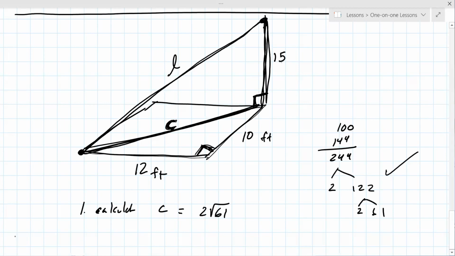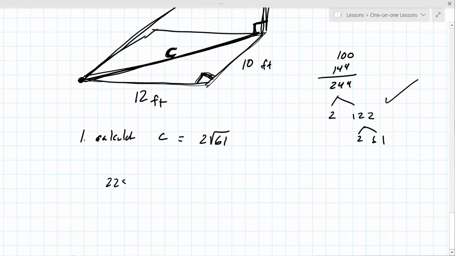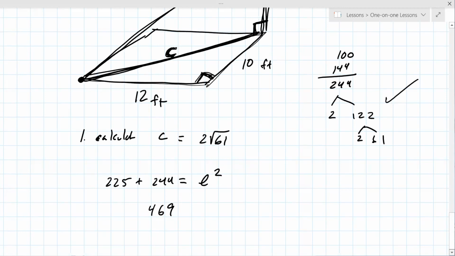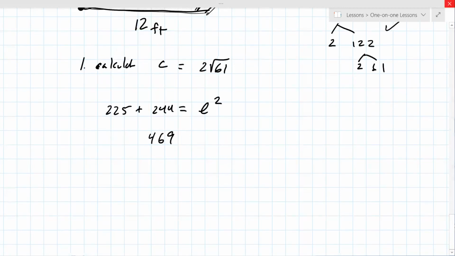So 15 squared is 225. So we're up to 244 plus 244 plus 225 equals L squared. Okay, so it's 469. I don't know if you can do anything with it. One of the limitations of me doing this is I don't pick nice numbers. This one does not reduce. So L equals the square root of 469 feet.